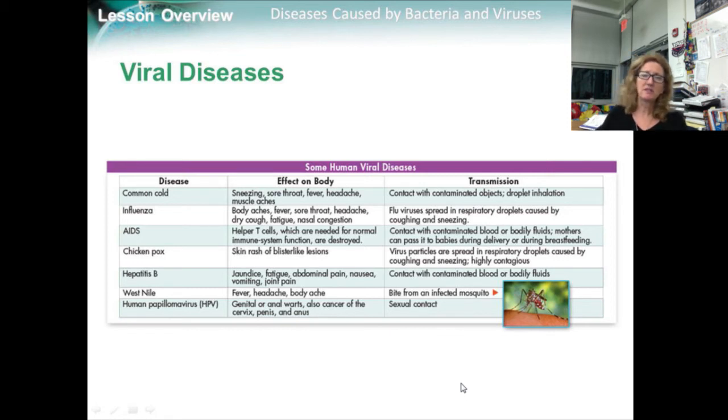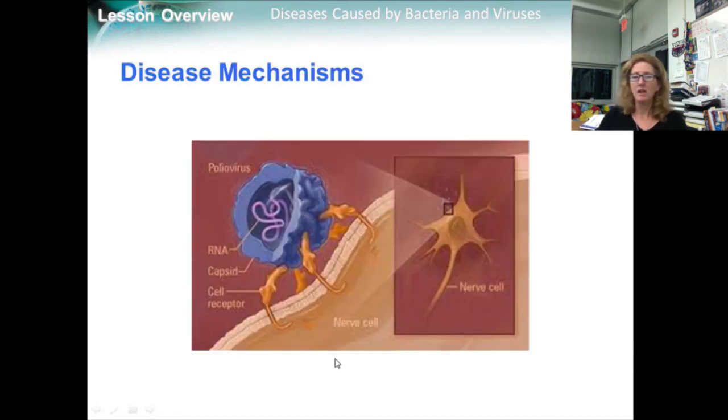Some common human viral diseases are also shown in this table: the cold, influenza, AIDS, chickenpox, hepatitis, West Nile, and human papillomavirus, or HPV. In many viral infections, viruses attack and destroy certain cells in the body, causing the symptoms of the associated disease. Poliovirus, for example, destroys cells in the nervous system, producing paralysis. Other viruses cause infected cells to change their patterns of growth and development. Sometimes this can lead to cancer.